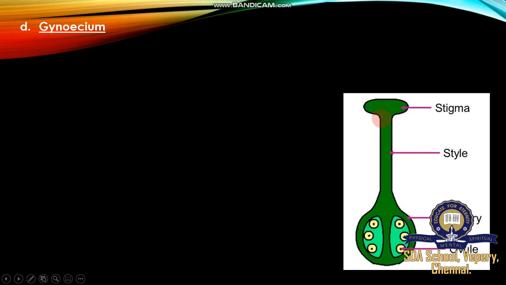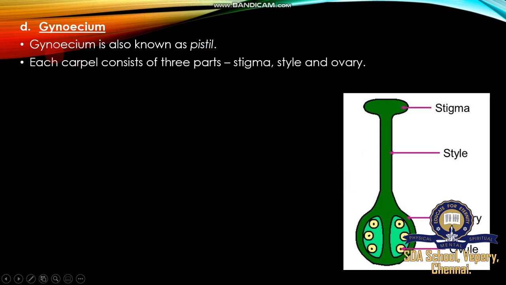Style allows the pollen tube to pass inside. The pollen tube enters the ovary through the micropyle. Gynoecium is also called pistil. Each carpel consists of three parts. Each gynoecium consists of three parts called stigma, style and ovary.